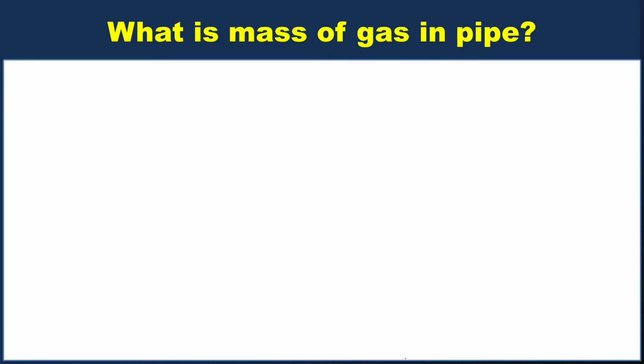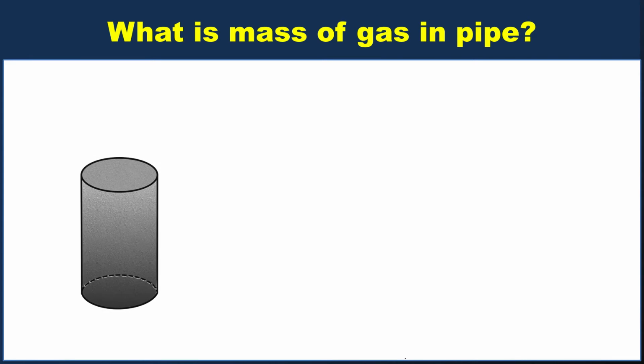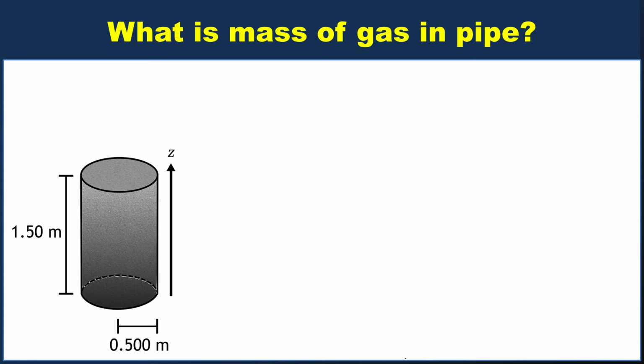Let's get some practice computing the mass of a system from its density, size, and shape. In this example, we'll consider a cylindrical pipe filled with some sort of gas. We don't really care what. And here are the dimensions of the pipe. I'll define the positive z direction to be pointed upward.